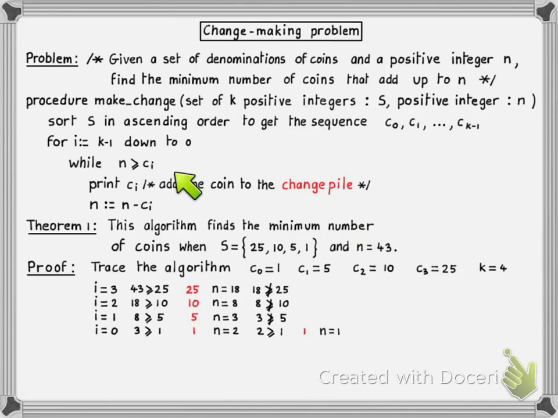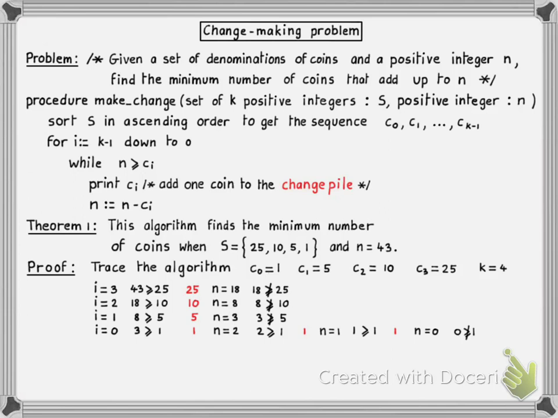Go back to the top of the while loop. Is 1 greater than or equal to 1? And the answer is yes. So we put a third penny on the change pile. We decrement n by 1 to get n equals 0. And we ask at the top of the while loop, is 0 greater than or equal to 1? The answer is no. And this is the end of this while loop, which is also the end of the algorithm since we're done with the for loop.